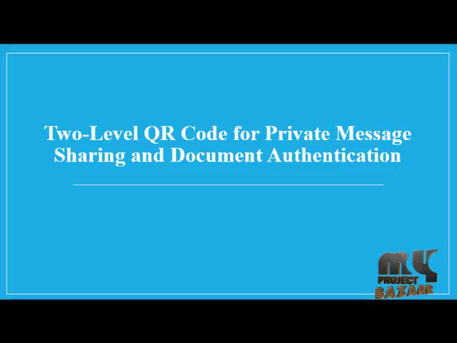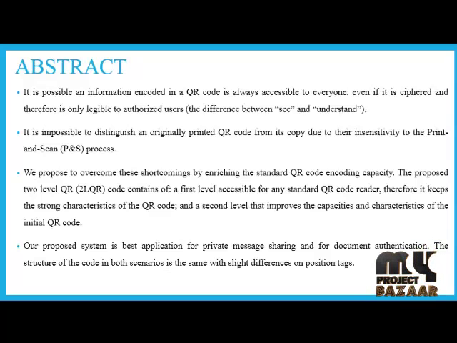Our project is a two-level QR code for private message sharing and document authentication. Abstract. The quick response code was designed for storing information and high-speed reading applications. In this paper, we present a new rich QR code that has two storage levels and can be used for document authentication. This rich QR code, named two-level QR code, has public and private storage levels.